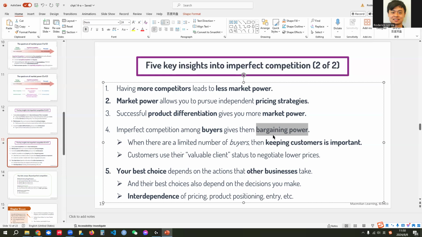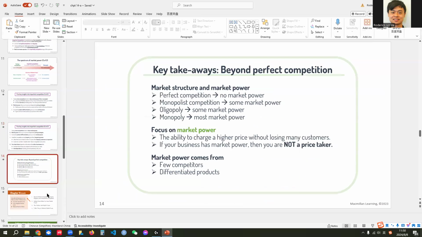Some distinguished buyer that they are willing to develop a long-run relationship with, then this buyer who is distinguished, I'm sorry, they have strong bargaining power. And your best choice depends on the action that other businesses take, right? Because if you are concerned about losing your consumers to others, then you have to look over your shoulder. Can I dare to increase my price? Do I risk losing all of my consumers if I do that, right? So that's basically the idea.